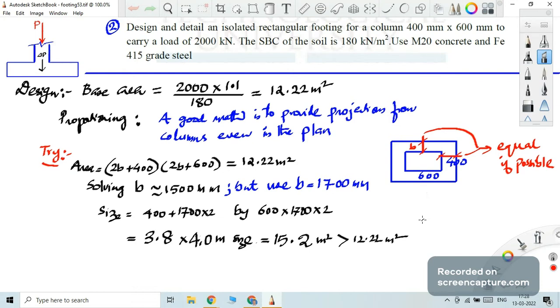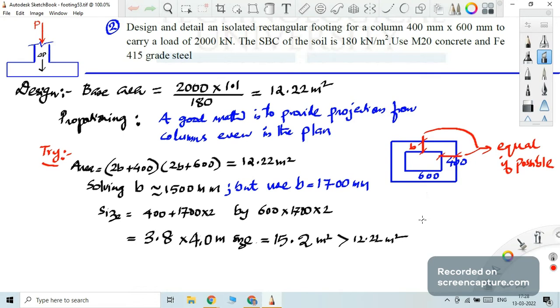Here, anyway, that is not the case. Suppose in the square column problem that we have done previously, we used a 3 meter by 3 meter size. Suppose in that question, they say that there is a space restriction of 2.5 meter for one of the sides, then you cannot use 3 by 3. You need to use 2.5 by say some 4.5 or 5 meter, like that. So that is a possibility.